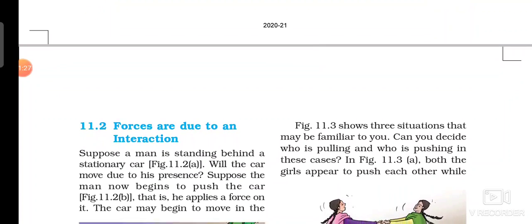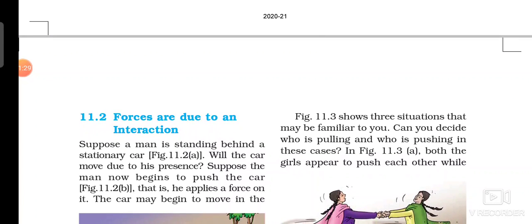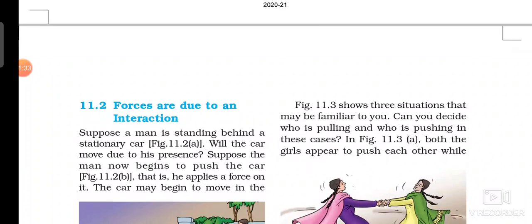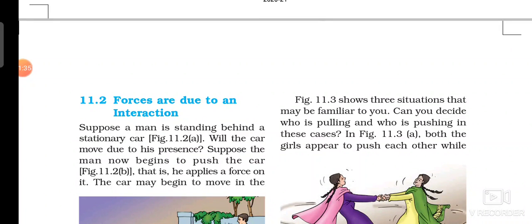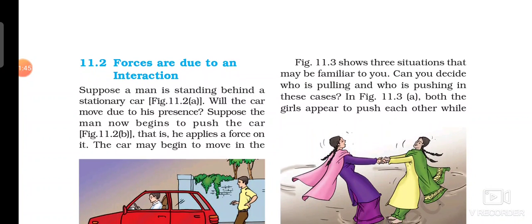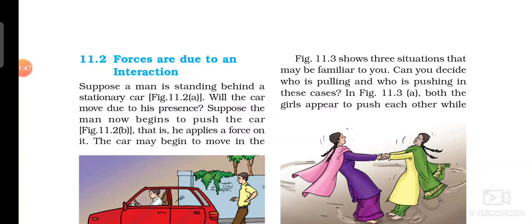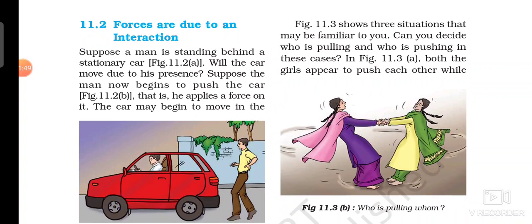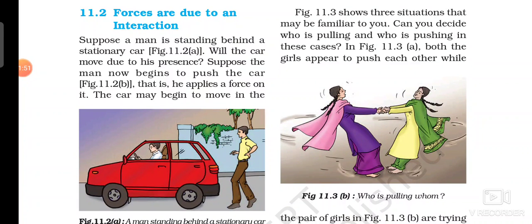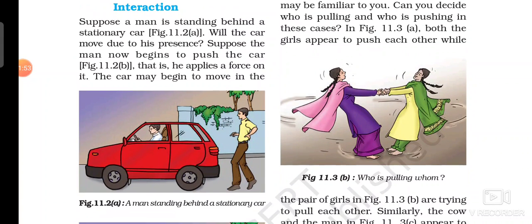Now what is the cause of force? How can we apply force on another body? The main cause of force is interaction. When two objects come in contact with each other, when they interact with each other, then and only then can force be applied. So the main reason or cause of force is interaction.